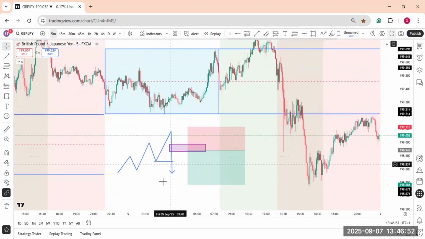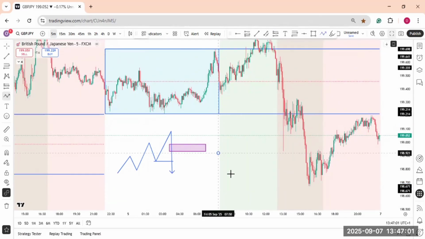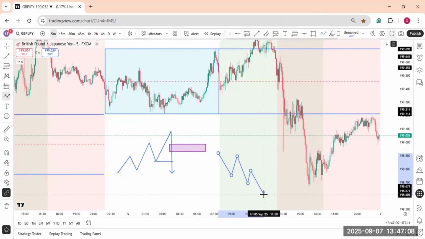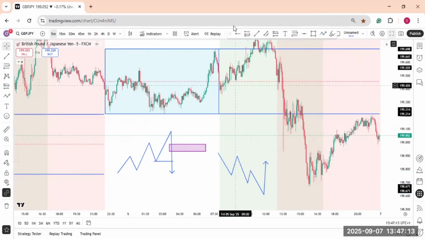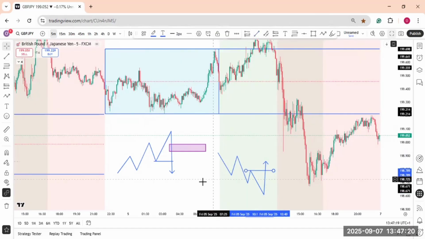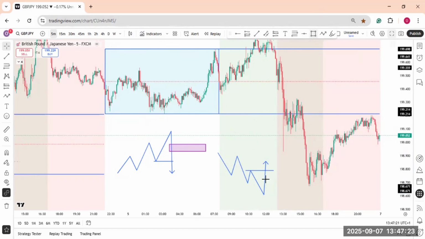Okay, for a buy, what we want to see is price coming down after the Asian range has been cleared. Then we will see a push up that will lead us to a change of character here. And when that change of character occurs, we want to see a fair value gap around here. Then we will take our entry for a buy, which will be here.